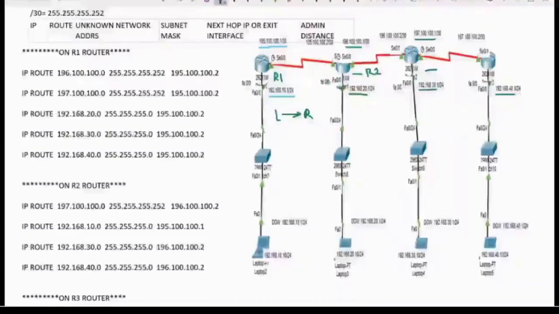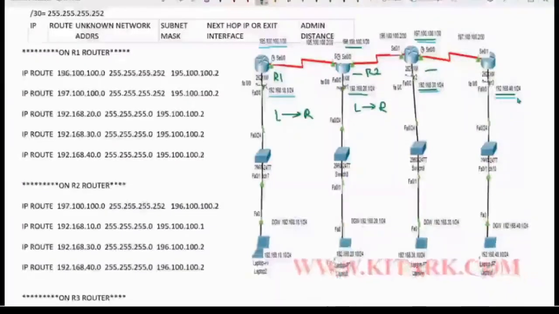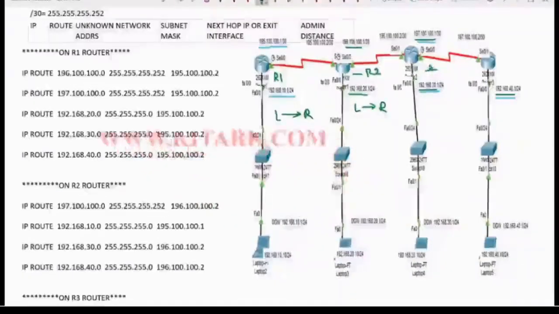Next we'll move to router R2. For router R2 you need to find left to right. From the right side there are 2 routers, and on the left side there is 1 router. For the right side routers, you can select 197.100.100 as an unknown network, and 192.168.30. and 192.168.40. All these 3 networks are unknown for router R2. So you need to configure static routing for these 3 networks on router R2, so that it can reach the other networks.